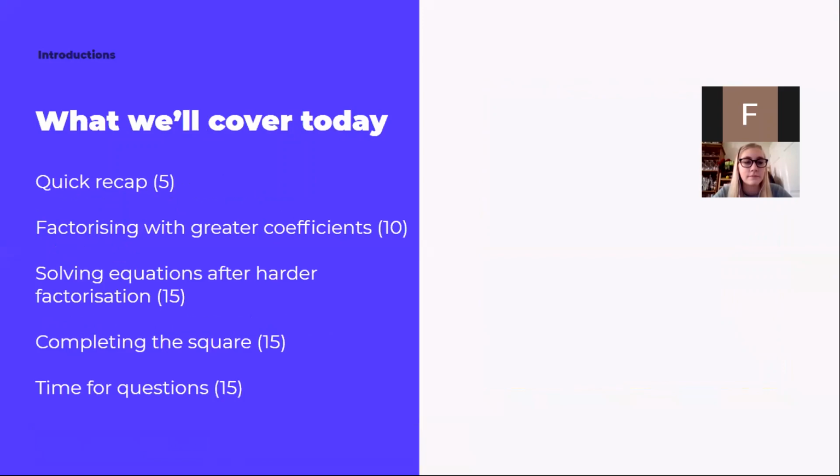So the plan for today's session is a quick recap of what we covered yesterday, because there were lots of bits that people wanted answers to: factorising with greater coefficients, solving equations after hard factorisation, completing the square, and then for the last 15 minutes we'll have some time for some questions.